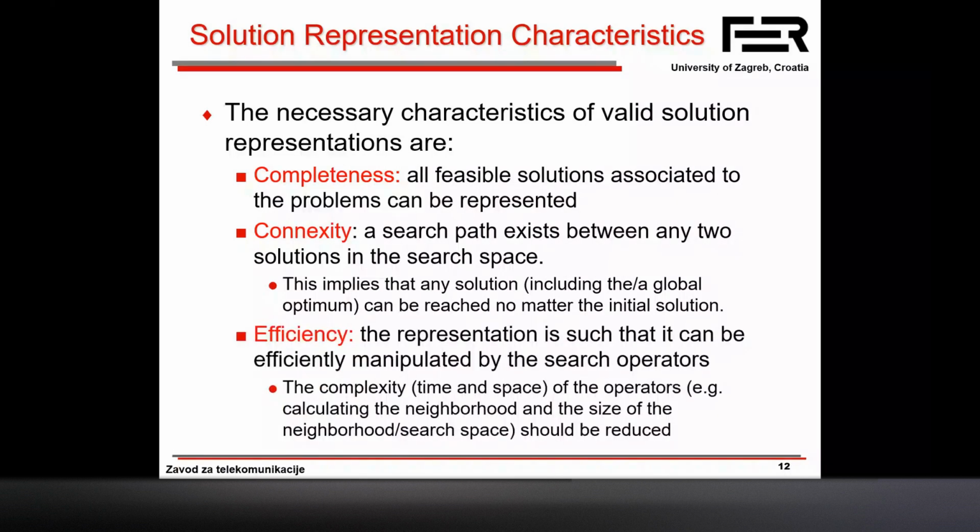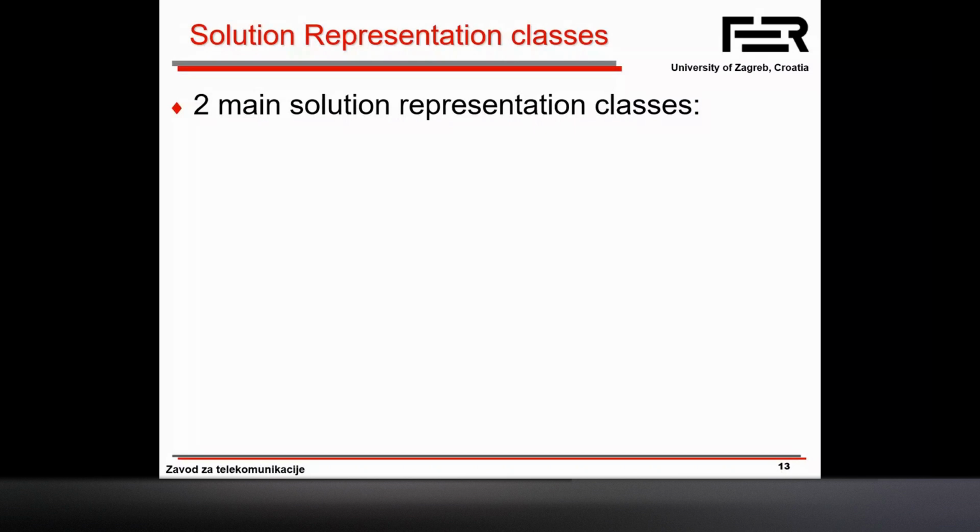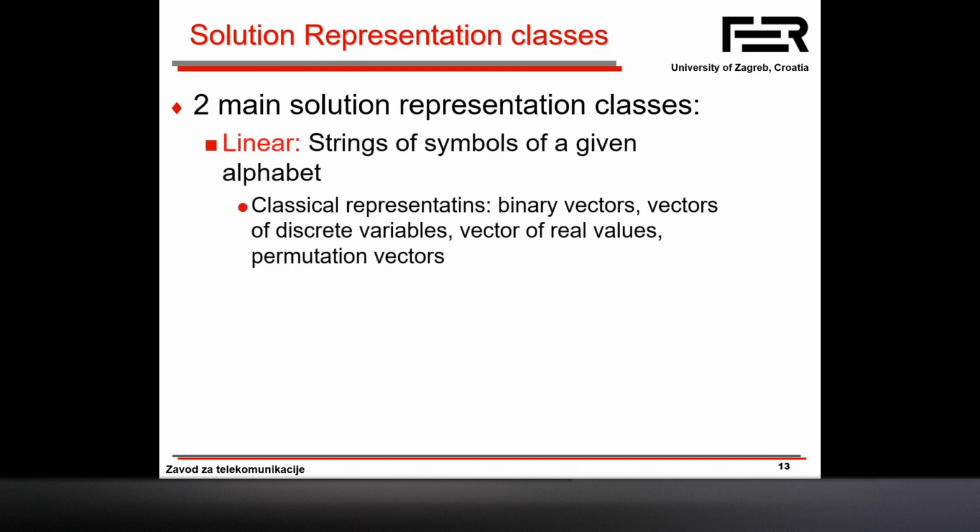And efficiency: the representation can easily be manipulated by search operators. We need to keep in mind how large the search space is, and we'll look at examples of how, based on the choice of representation, we can decrease the size of the search space, and this is a key issue. Okay, before we get to some examples, just two more things. So two main classes of representations. Most often we're looking at some kind of a linear representation, which is a string of symbols, such as a binary vector, a vector of discrete variables, real variables, permutation vectors, and so on.